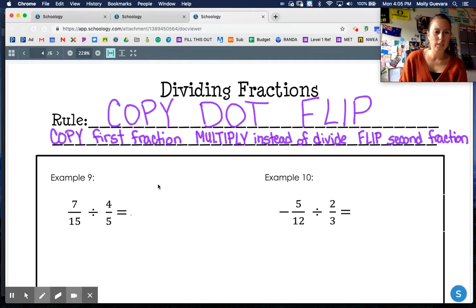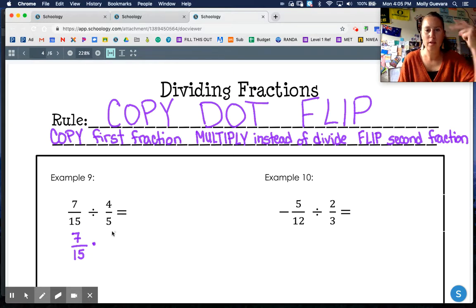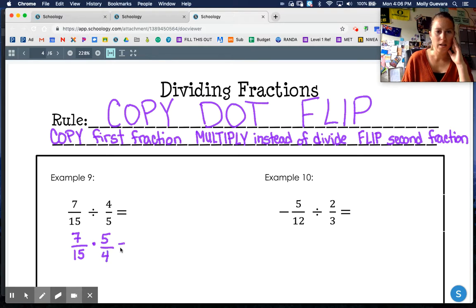So let's look at this first example. Because I'm dividing, I'm going to copy the first fraction, so it stays the same. Then instead of dividing, I'm going to multiply, so there's the dot. And then I'm going to flip the second fraction so it becomes 5 over 4. Now it's just a multiplication problem, which we already went over. So we multiply straight across: 35 over 15 times 4 is 60.